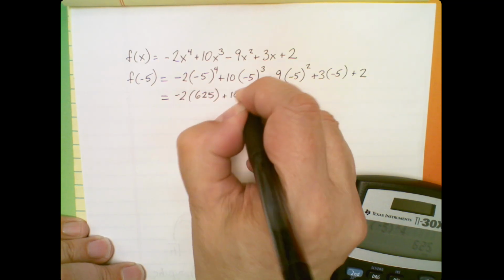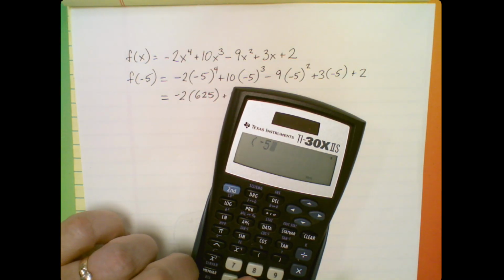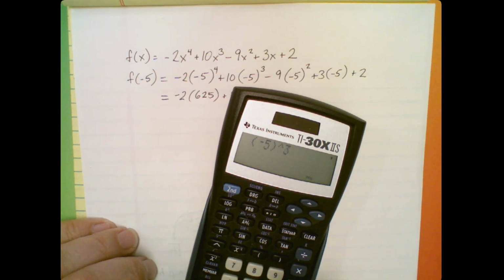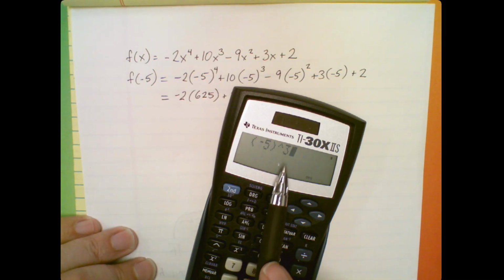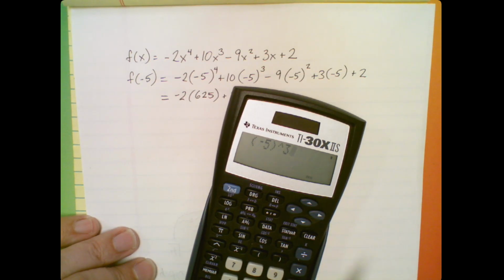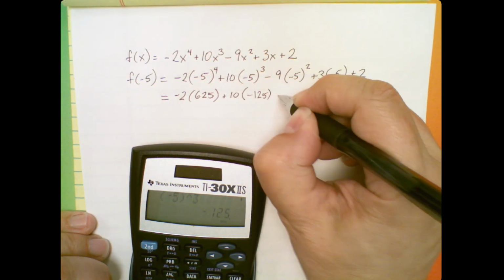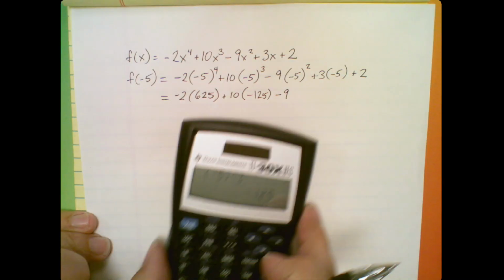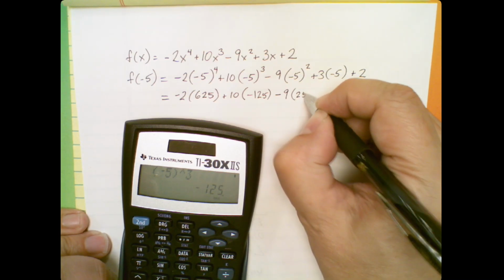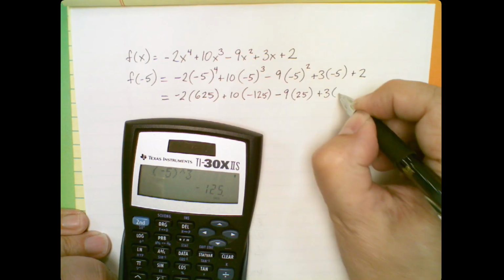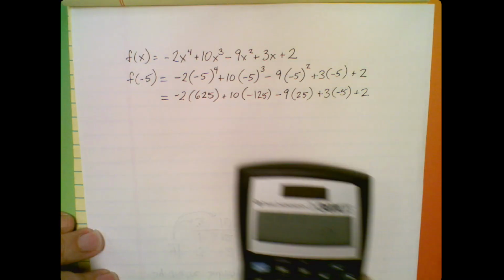plus 10 times, well, now I got to work out what negative 5 to the third power is. Negative 5 to the third power. Notice, by the way, that I put the negative 5 in parentheses so that it's clear I'm taking the entire negative number to that power. Well, negative 125. Minus 9 times, well, I know what the square of negative 5 is. That's 25. Plus 3 times negative 5 plus 2. So there's all my powers taken care of.